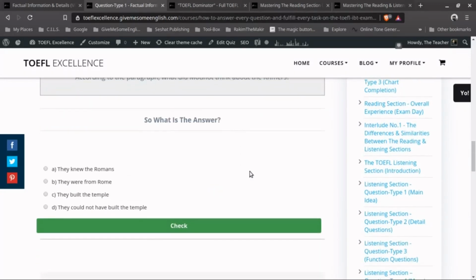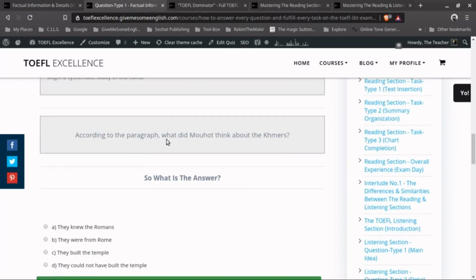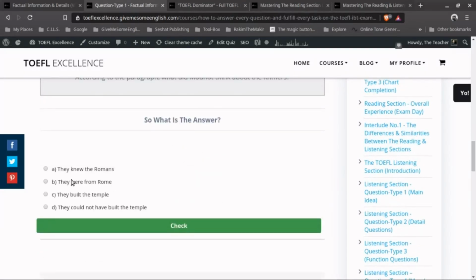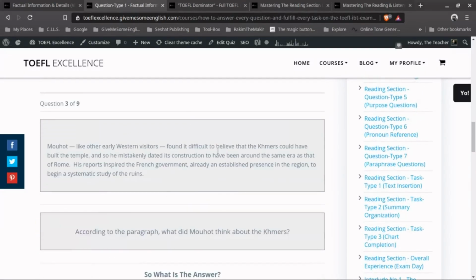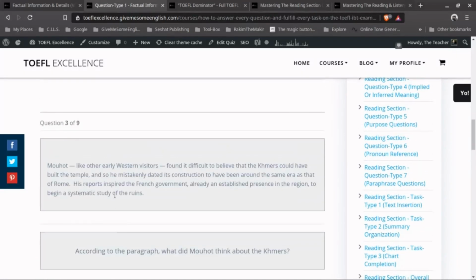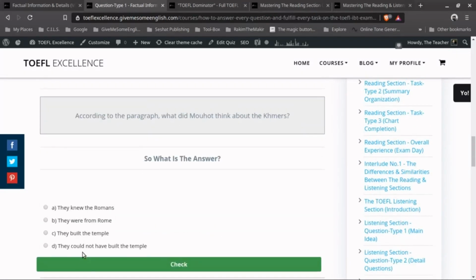Okay, so now we get to the actual question. According to the paragraph, what did Muhat think about the Khmers? Okay, so what's the answer? We know that the answer is probably in this first sentence, so we don't need to spend time reading the second sentence. We only need to do that if we don't find the answer in the sentence where the keywords are. Muhat, like other early Western visitors, and I'm doing it this way. Instead of looking at this, I'm doing it this way because it'll be easier to eliminate incorrect answers.